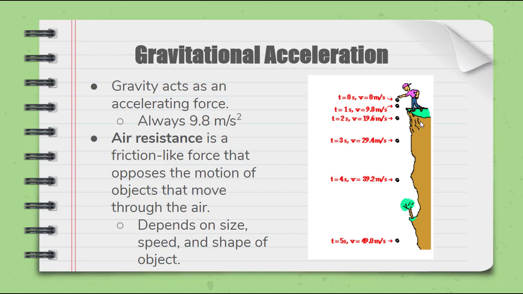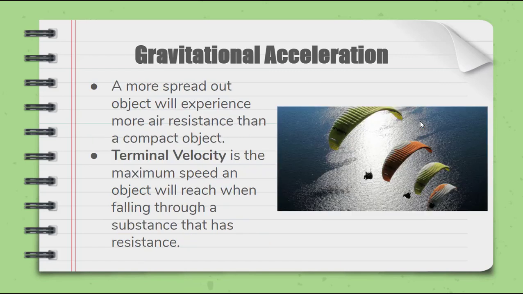Now, air resistance is a friction-like force that opposes the motion of objects that move through the air. This depends on the size, speed, and shape of an object. A more spread-out object will experience more air resistance than a compact object. Think about dropping a crumpled-up piece of paper versus a normal, regular sheet of paper. The crumpled-up piece of paper, because it is not spread out, will experience less air resistance than one that is spread out like a normal piece of paper. So therefore, the ball will actually fall faster than the piece of paper that is not in the ball.